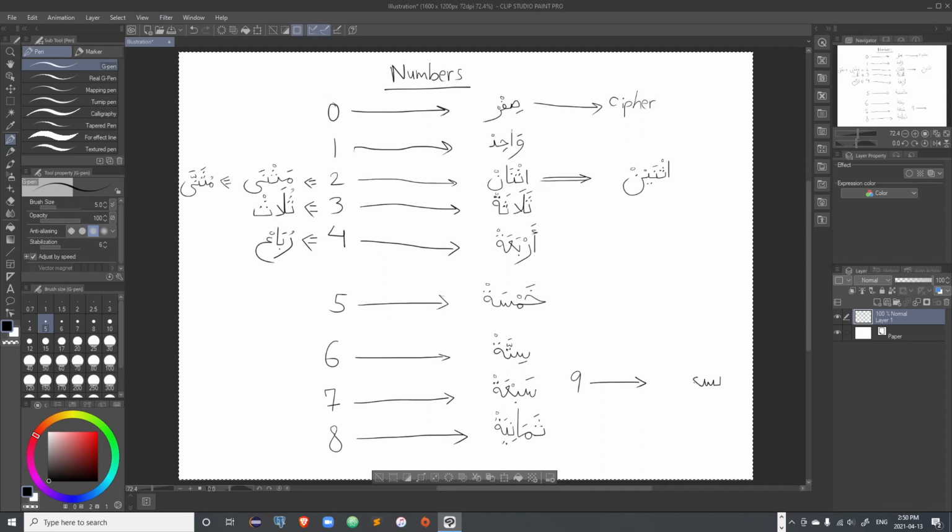Tis'a, and number 10 is عشرة. And these are all the numbers from 0 to 10.